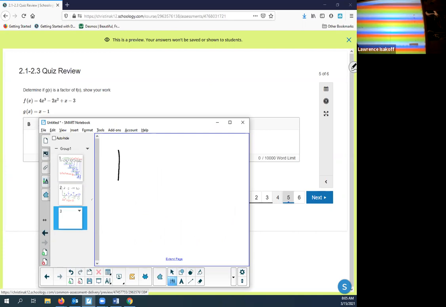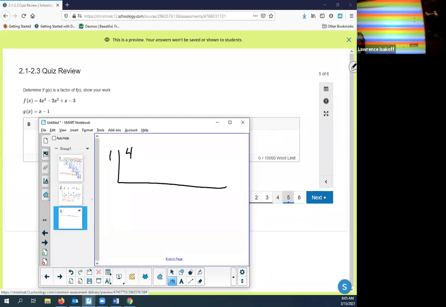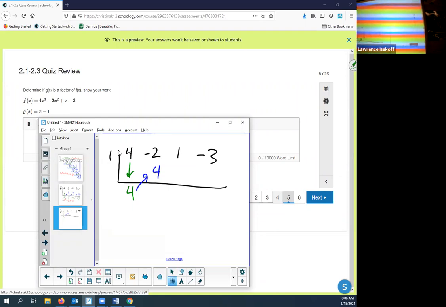So remember, do the opposite of your g of x. So this is a -1, it's going to be a +1. Then I have 4x cubed minus 2x squared. Now, since there's something in front of the x, that's a 1 and -3. Okay, bring down the 4. 4 times 1 is just 4. Now add them up. -2 plus 4 is +2.